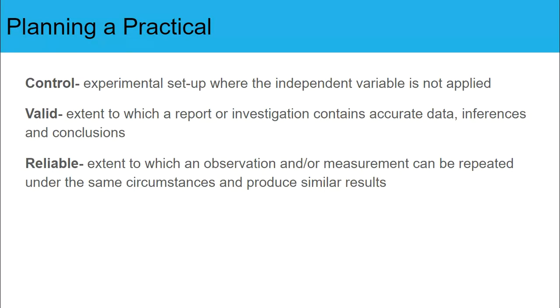When we talk about an experiment being valid, it's the extent to which a report or investigation contains accurate data, inferences, and conclusions. The way that we make a valid scientific investigation is by having one independent variable, one dependent variable, and many controlled variables. And when we talk about reliability, it's the extent to which an observation can be repeated under the same circumstances and produce similar results.